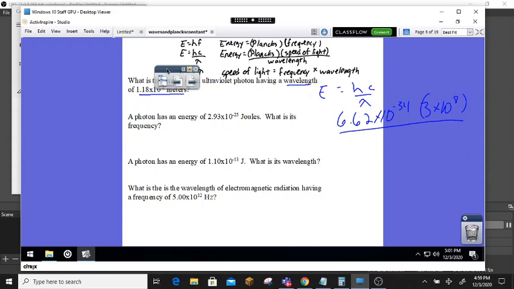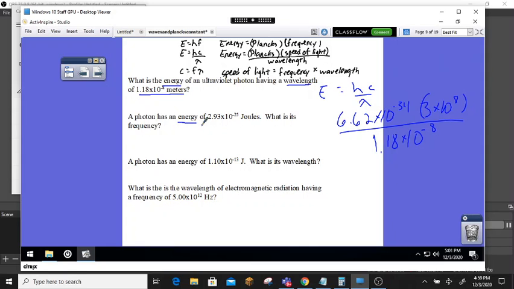And they're giving me the wavelength, 1.18 times 10 to the negative 8, right? And from here we would solve this and we would get our answer, right? Okay, let's move on to the next one.